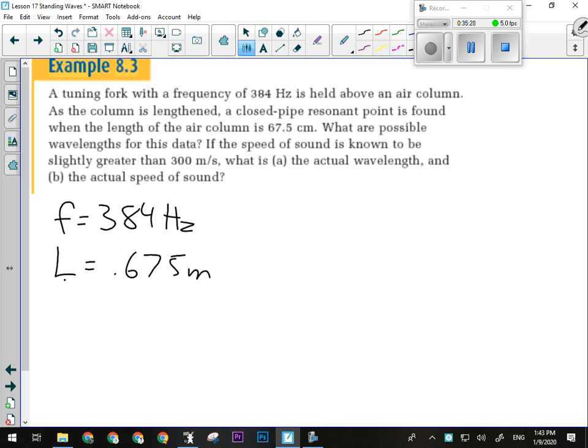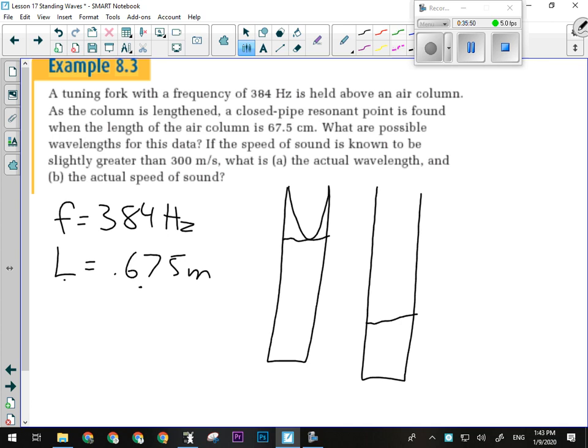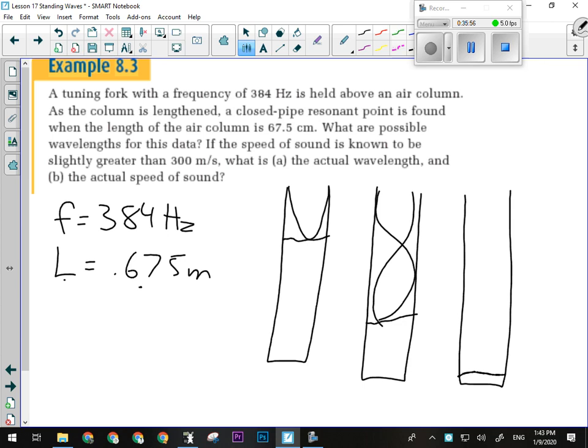All right, so basically what they're telling me is you got a resonant point at this length, but it didn't tell me whether that was the first, second, or third resonant point. It just told me there was one here. So this could have been the first one, where we were in this situation, or it could have been this one. It could have even been this one, where there was very little water in there, and I had that waveform. It didn't tell us. It's just telling us the length of the tube is 0.675, right? So can I kind of just guess and check here and figure out which one would have been most likely?